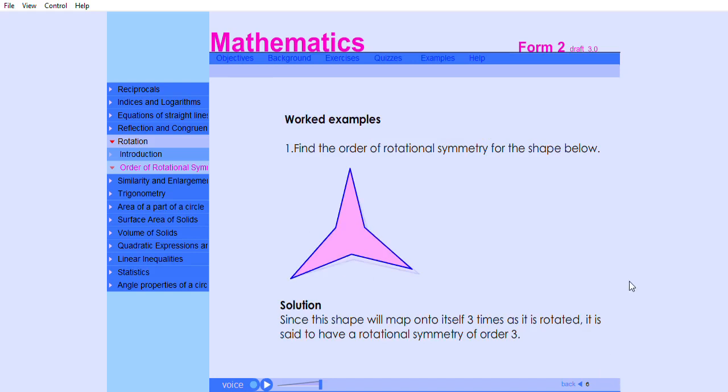Worked examples. Find the order of rotational symmetry for the shape below. Solution. Since this shape will match itself 3 times as it is rotated, it is said to have rotational symmetry of order 3.